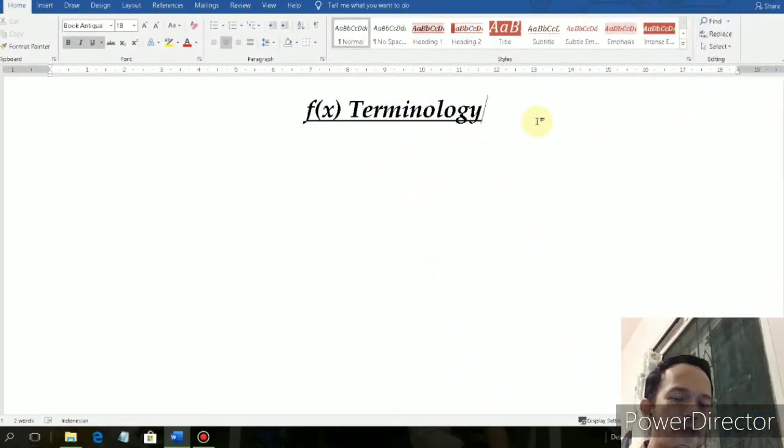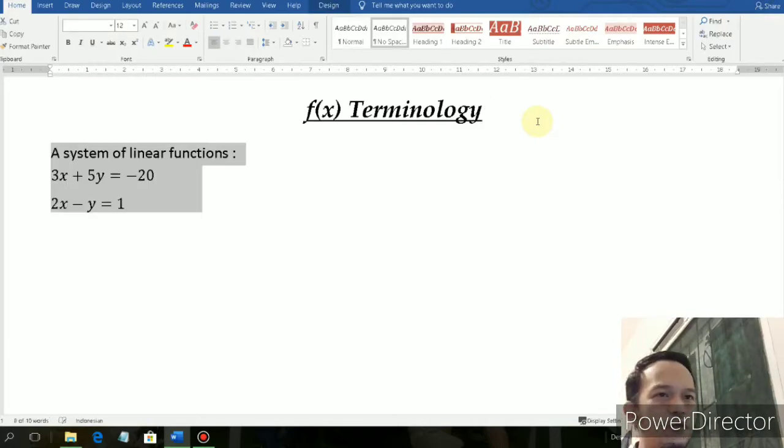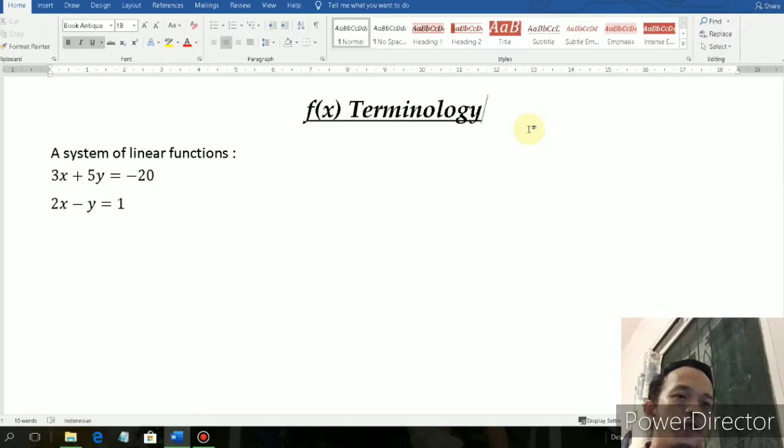Now this is a new subchapter, f of x terminology. What is f of x? If, for example, we have a system of linear functions that consists of two functions, 3x plus 5y equals negative 20 and 2x minus y equals 1. Okay, we have two functions. Please keep in mind we are still involving linear functions.